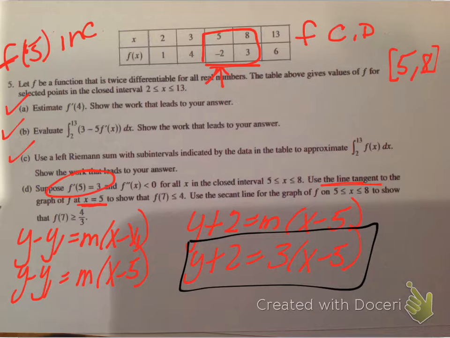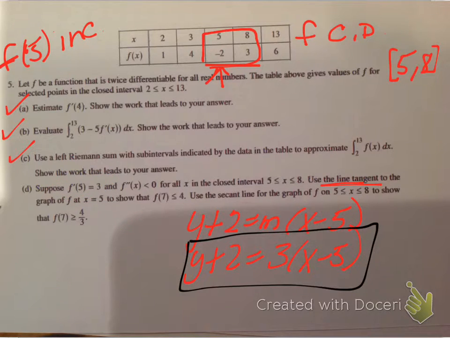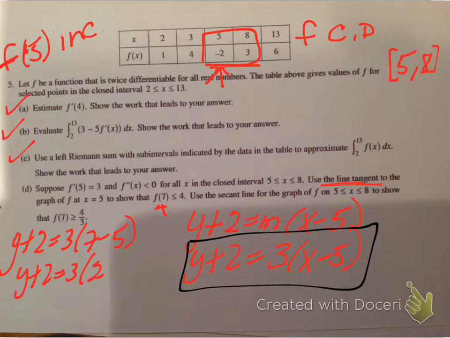So use the tangent line, so this was the tangent line, to show f of 7. Okay, so this is a tangent line approximation. That's what this is all about. So interested in when x is 7. Okay, so we're going to put 7 in there for x. Seven minus 5 is 2. And if you bring the 2 over, you're going to get that y equals 4.